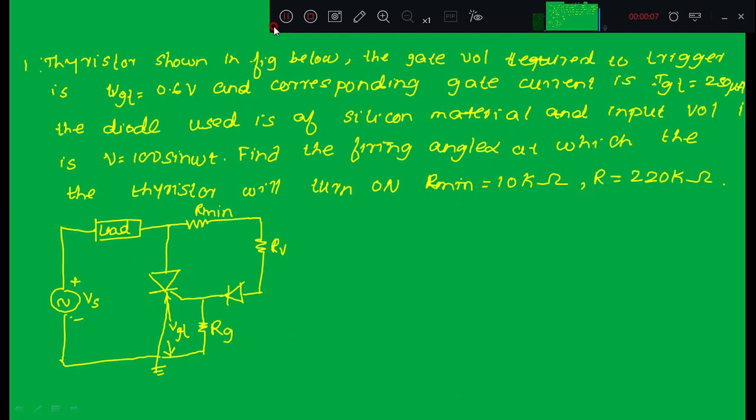Today we'll solve some numericals on R triggering and RC half wave triggering. Now we'll take the first numerical.